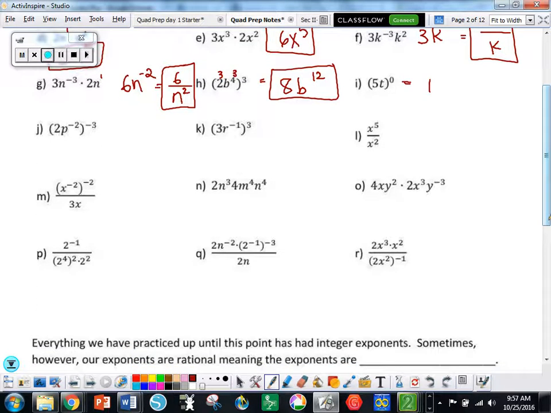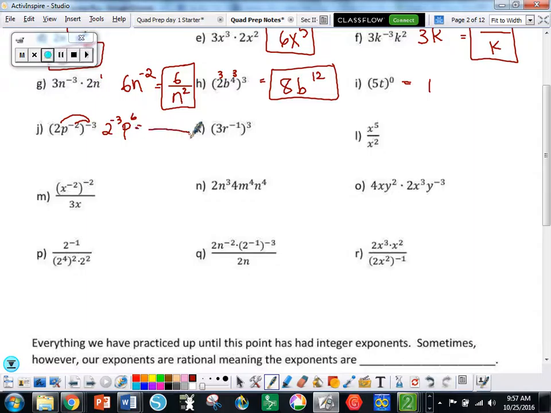All right, part J. We have a power raised to a power. There's 2 ways to look at part J. I think I'm going to walk through this one and then let you try part K. I'm going to raise each part of that term to the -3. So I'll have 2 to the -3 times p to the what? You have a power raised to a power, right? So p to the 6.